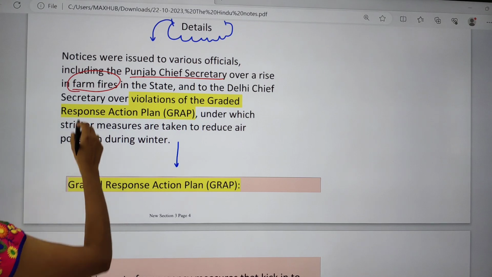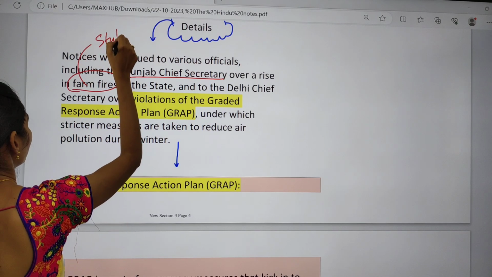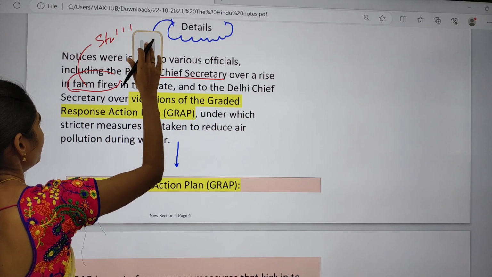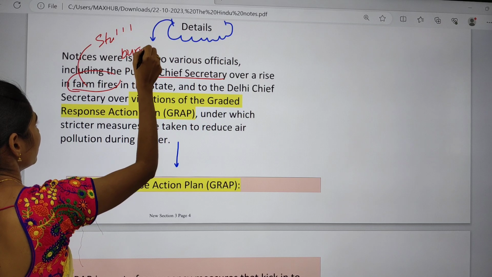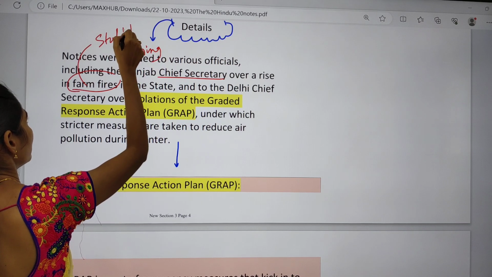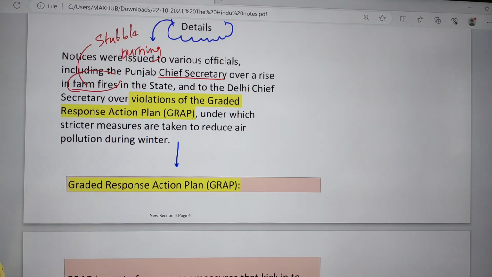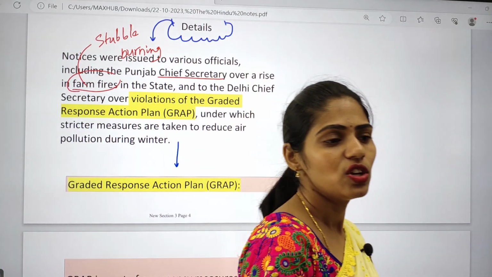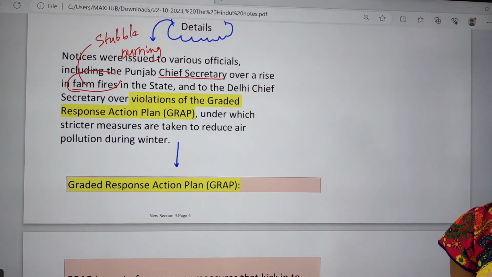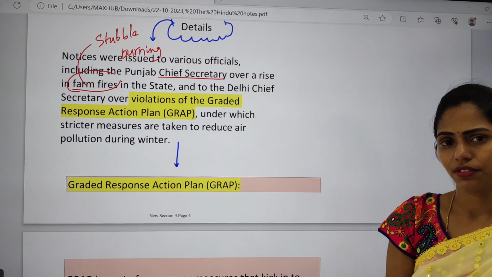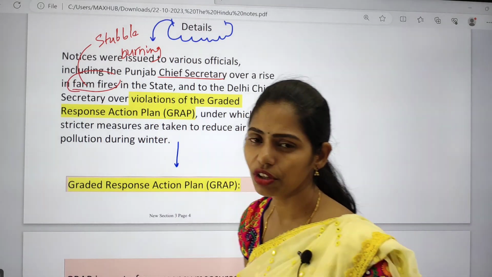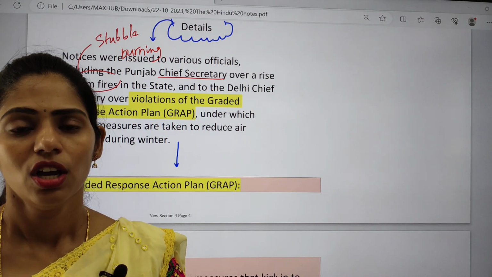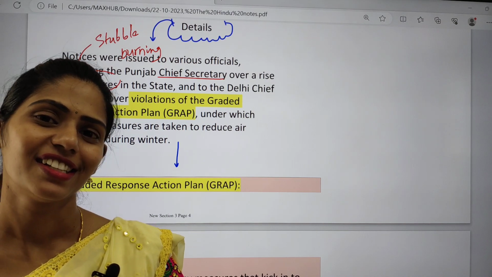Farm fires are also called stubble burning. So what is the meaning of this stubble? Whenever we go for farming, once the harvest is done, we are left with a lot of agricultural waste. Instead of collecting that, or using it as fodder, they go for burning of this stubble. Why? Because it is an easy process, right?